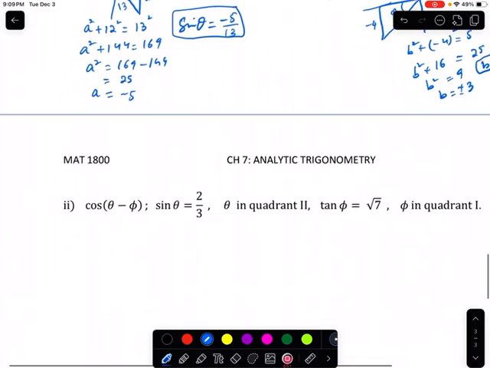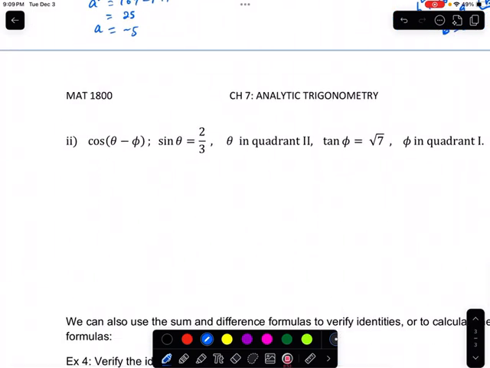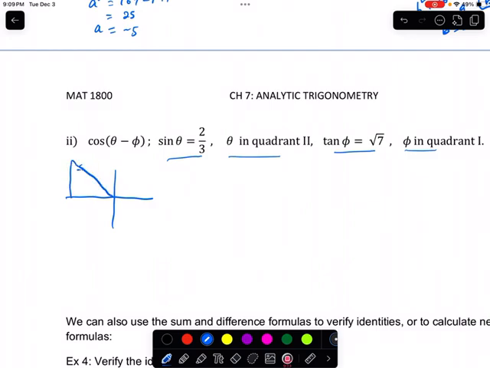Okay, one more example like this. So now it's asking us to find cosine of theta minus phi, where this is the information about theta, and this is the information about phi. So let's do this first. Theta is in the second quadrant. So I'll make a right triangle. This is my theta, and sine of theta is 2 over 3. So this is 2 and this is 3. I need to find this.